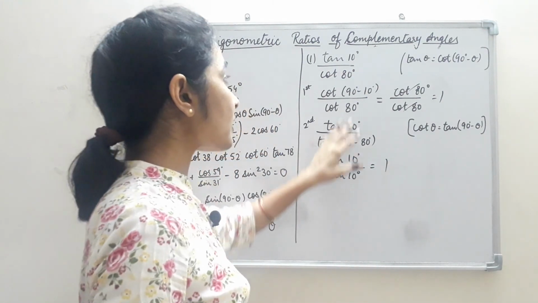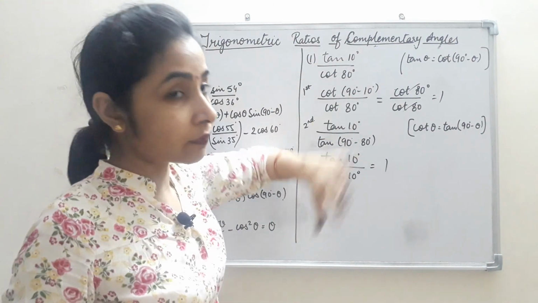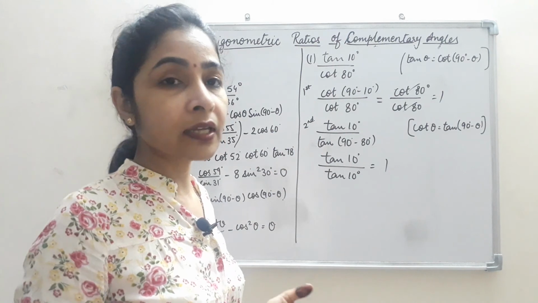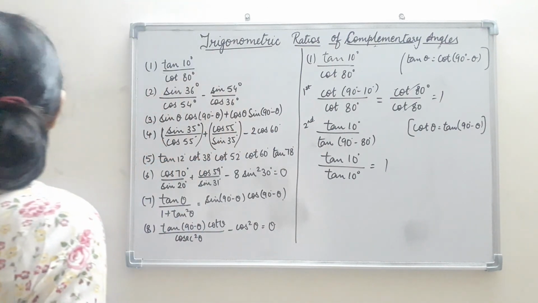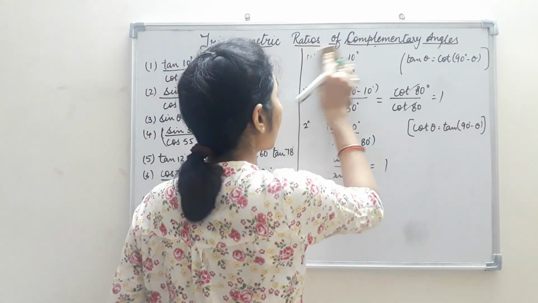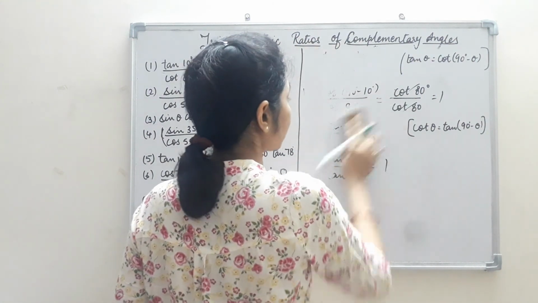Anyways, we are supposed to change any one, and then we can just evaluate, or prove whatever we are required to prove. We are just supposed to use these trigonometric ratios of complementary angles. Now let us see the second question.